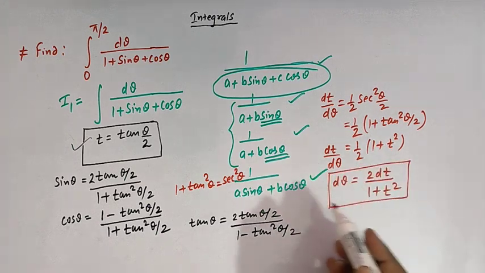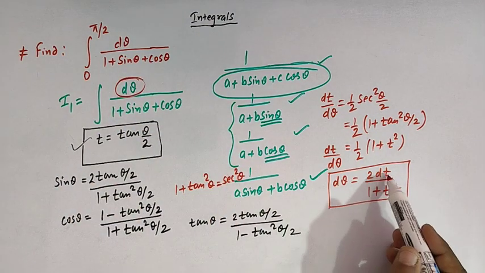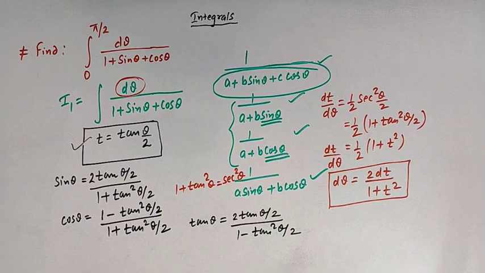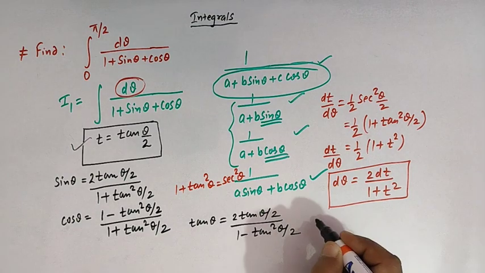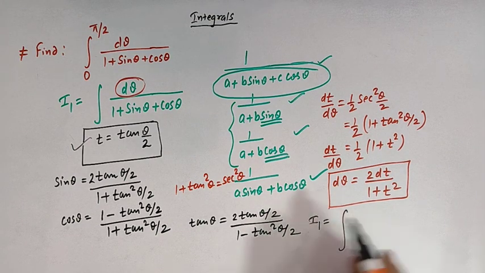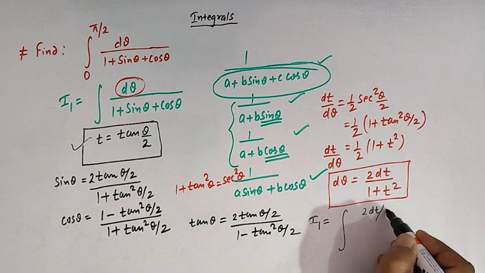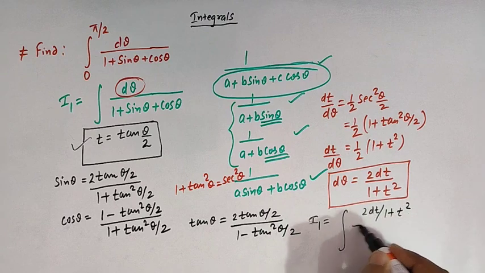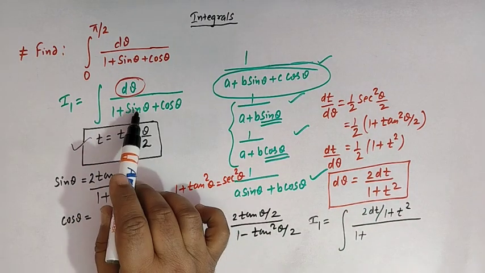Okay, so we have got the value of d theta as 2 dt over 1 plus t square. Now let us express I1 in terms of t. So I1 can be written as integral, and for d theta we can now write 2 dt divided by 1 plus t square, and in the denominator we have 1. Then we have sine theta.